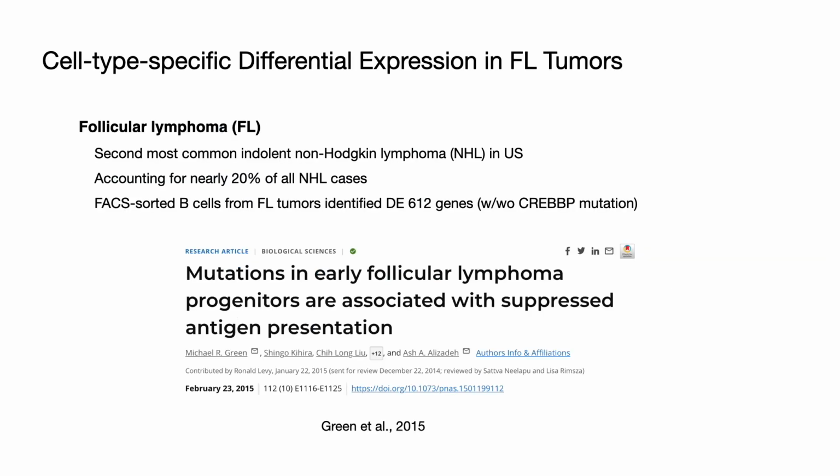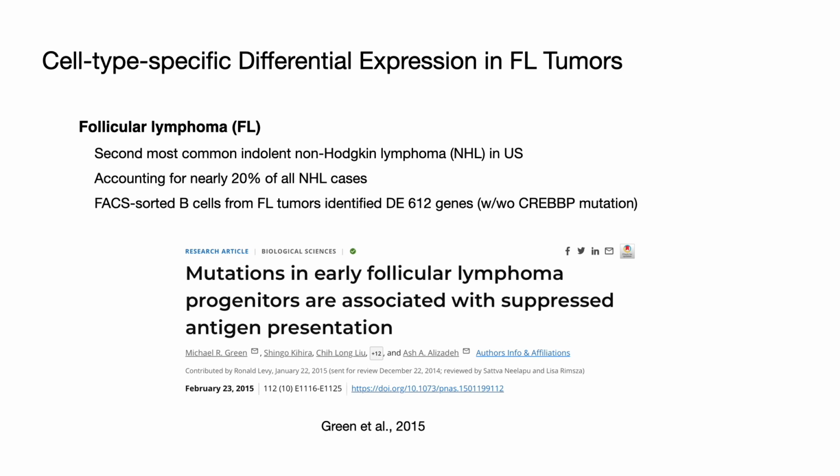We then checked some downstream applications of deconvolution methods. The first one we checked is cell type specific differential expression in follicular lymphoma tumors. So a quick intro, follicular lymphoma is actually the second most common indolent non-Hodgkin lymphoma in the US. It's accounting for nearly 20% of the cases.